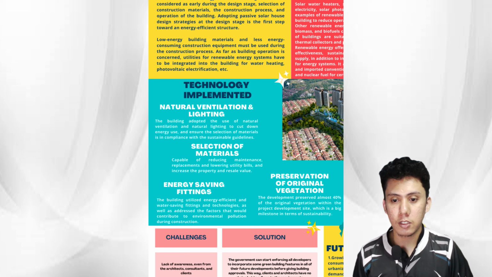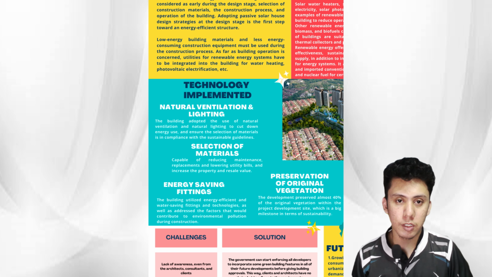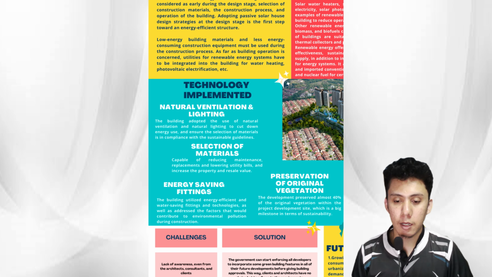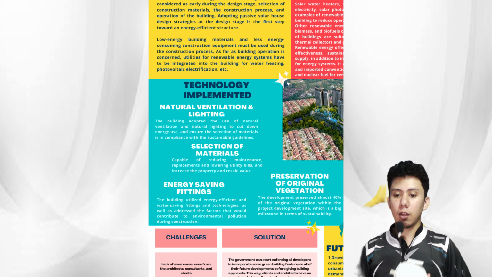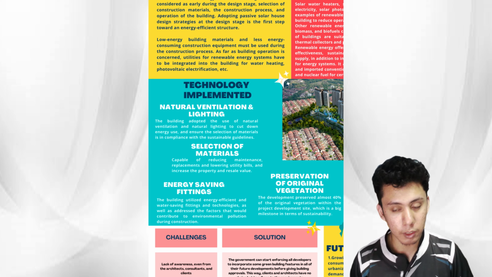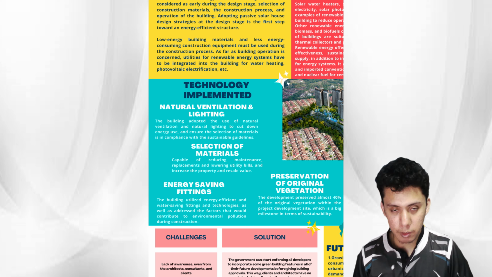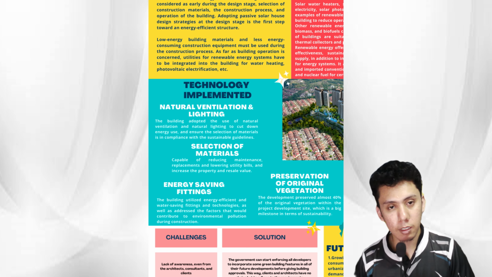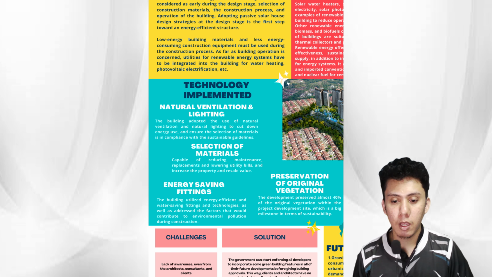So what are the technologies used to make it energy efficient? First is natural ventilation and lighting. The building adopts the use of natural ventilation and natural lighting from the sunlight to cut down energy use. It also ensures the selection of material is in compliance with the sustainable guideline. The selected materials are capable of reducing maintenance, replacement, and lowering utility costs, and it somehow increases the property and also the resale value of the building.